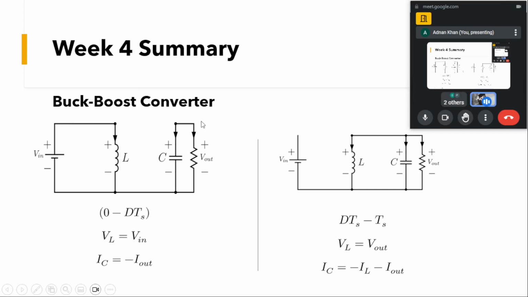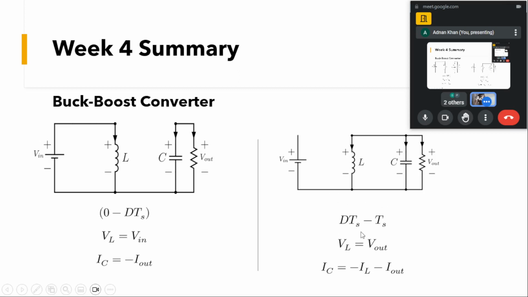You can see at the output side we have two currents, IC and I out. If we apply Kirchhoff's current law at this node, the sum of these two currents will be equal to 0, that is IC plus I out is equal to 0, so IC will be equal to minus I out. What it shows is that the convention we had taken here, that the current flowing in this direction is positive, is wrong. The current will be flowing in this direction.